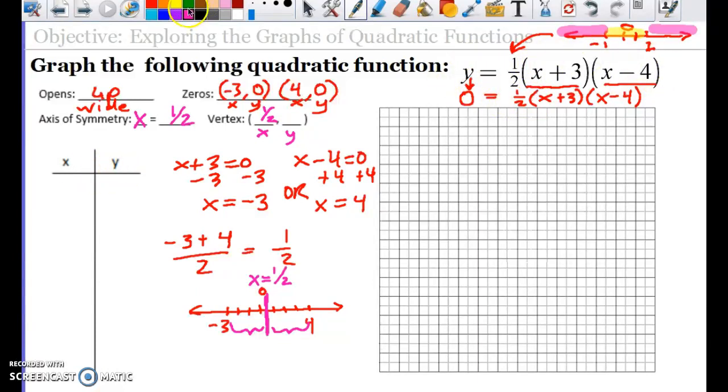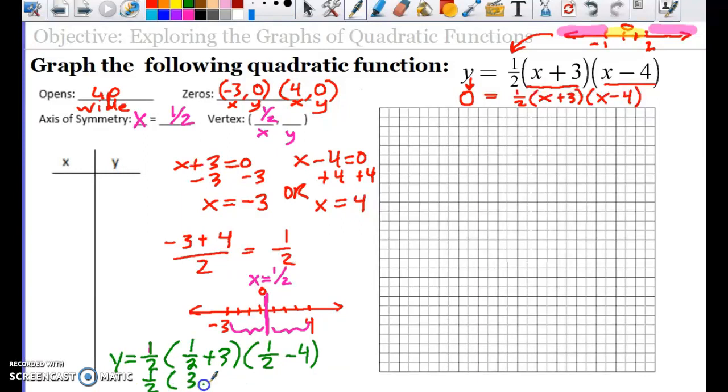So I'm going to go ahead and do that. I'm going to be running short on space down here, so I'm going to do it right at the bottom. I'm going to change my color to green. So y equals 1/2, and I got 1/2 again for my vertex value for x, plus 3. Now do you see what I'm doing? I'm taking the x value from the axis of symmetry and plugging it into this equation for x.